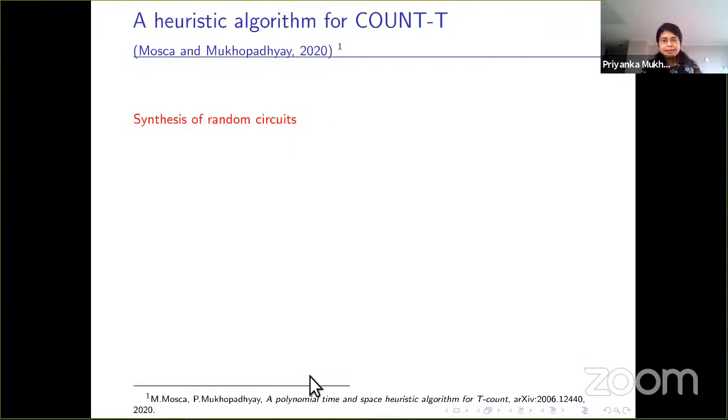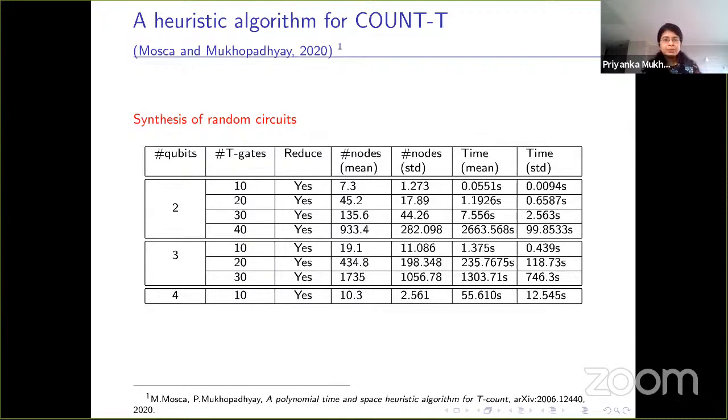So we also synthesized some random circuits, some 2, 3, and 4 qubit random circuits. We started with the number of T gates 10, 20, 30, 40, and we took 10 circuits in each group. This column "reduced" means we saw that in the circuit which has been synthesized by our algorithm, the number of T gates is much less than the input number of T gates.